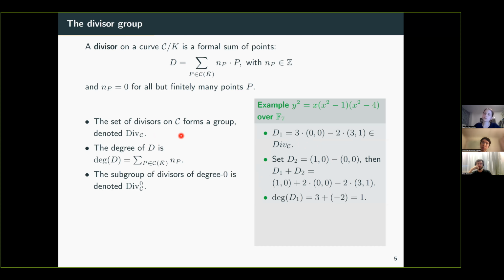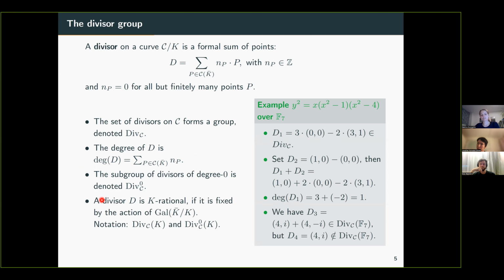An important notion when we talk about divisors is the degree of a divisor. This is just defined as the sum of the coefficients. This means, for example, for our divisor D1, the degree would be 1 because we take 3 minus 2, which is 1. And it turns out that the set of divisors of degree 0 also forms a subgroup of the divisor group. This will be an important subgroup later.